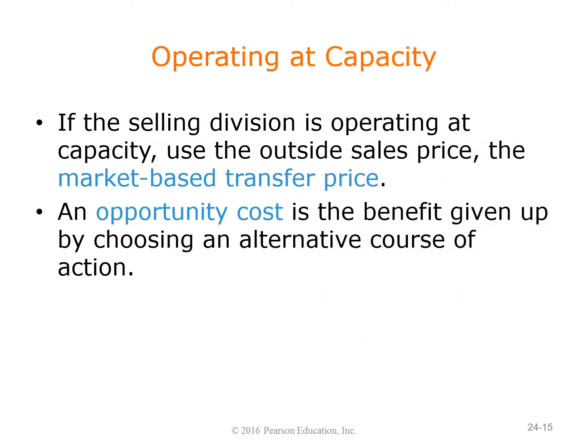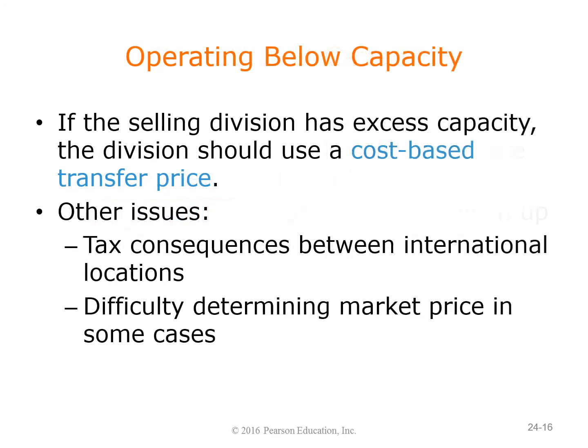Operating at capacity. If the selling division is operating at capacity, use the outside sales price, the market-based transfer price. An opportunity cost is the benefit given up by choosing an alternative course of action. What is opportunity cost? Opportunity cost is the foregone benefit of taking one decision rather than another decision. And this opportunity cost must be considered in most of our decisions in order to find the most optimal decision or alternative.